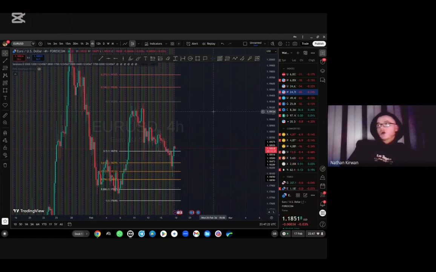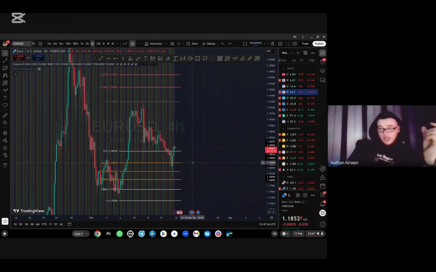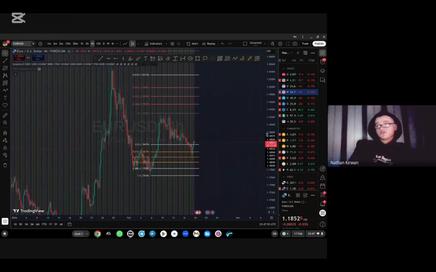Oftentimes, and especially with gold, price will come down past the 50% and then rally. So if you're waiting for it to come into this golden zone, you're going to be left waiting. Terrible, because your directional analysis is correct, but if your trading plan only allows you to enter from 61.8 to 78.6, which is what we call your golden zone, and you don't take it, it's a double-edged sword, because you're sticking to your trading plan, but you're missing out on the trade as well. But it always works out better in the long run to stick to your trading plan, so just do that.